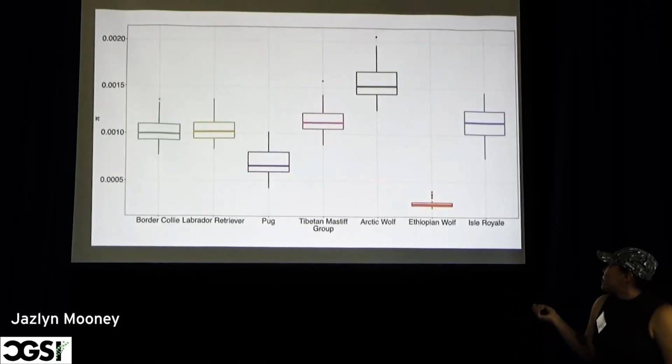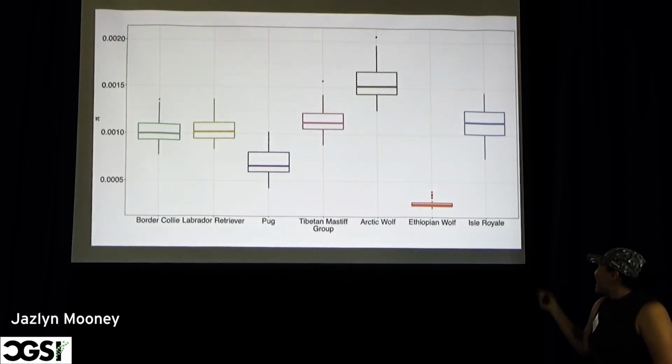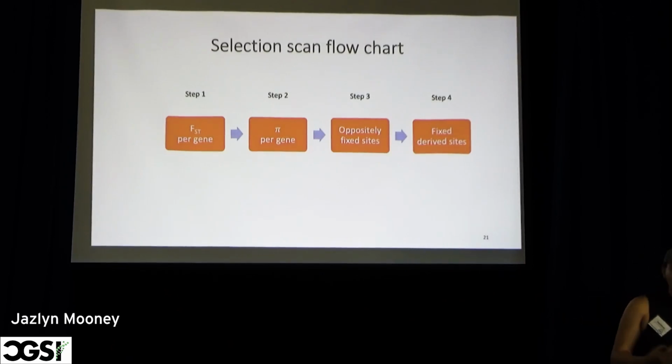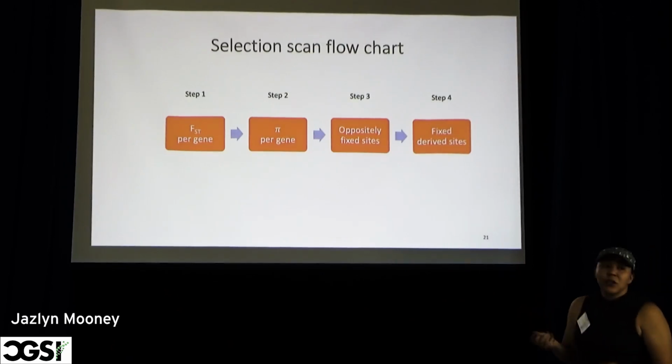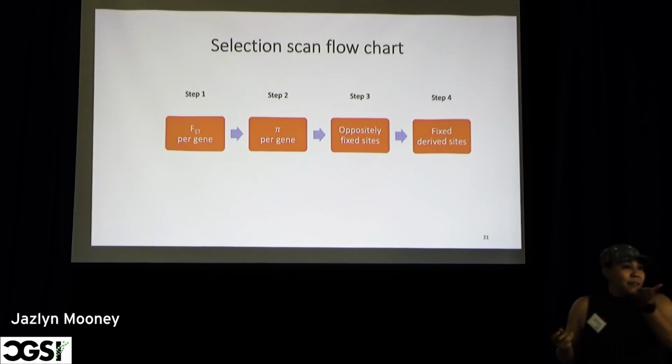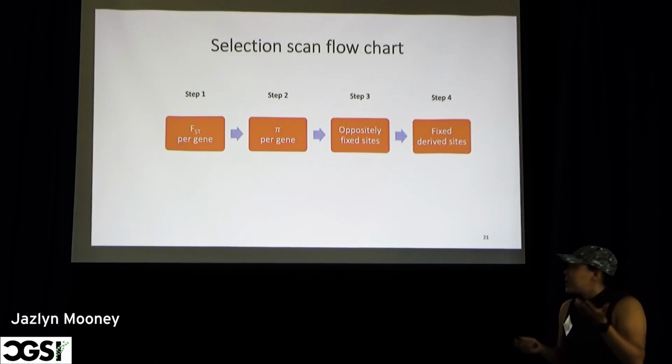So this brings us back to the problem that came up first, which is that the Ethiopian wolf has super low diversity. So what I found is that a lot of those haplotype level scans weren't working for us. So basically what I did was this layered scan where I looked at FST, which is an outlier statistic, basically saying how different are two populations that you're comparing. Pi, which I brought up before, heterozygosity. You can look at oppositely fixed sites, so basically what's derived in one group, ancestral in another, and then just look at fixed derived sites for stuff that might be going under selection.